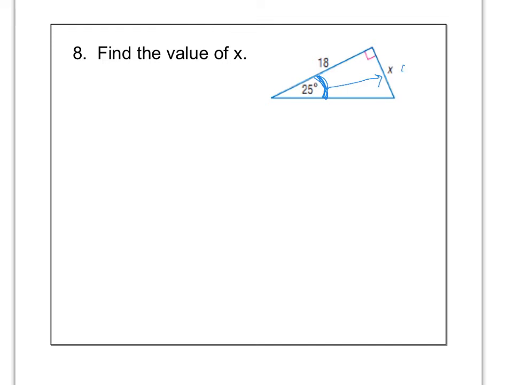The x is opposite of the 25. The 18 is adjacent. The reason I know that is because the hypotenuse is the other side across from the 90, and I know 18 is not the hypotenuse. Now you have to think about SOH CAH TOA. And you want to pick the one that has the O and the A. So the O and the A, you can see they're part of TOA.